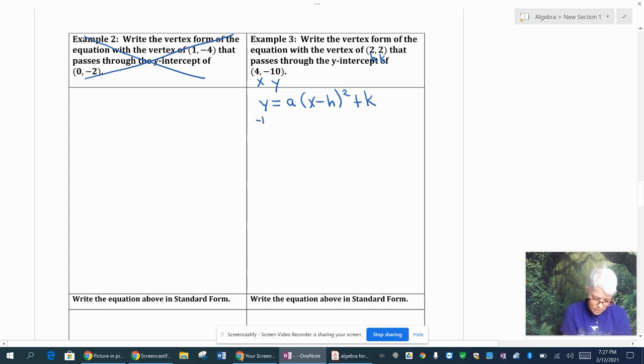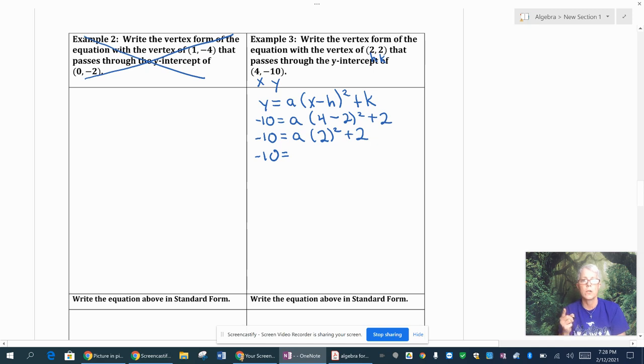The y is negative 10. a is what I'm trying to find. x is 4, minus 2, squared, plus 2. Not as hard as the first one, not as many negatives. Negative 10 equals, now it's just order of operations. So we've got 4 minus 2 is 2, squared. And now I'm kind of doing this in baby steps, but 2 squared is 4.